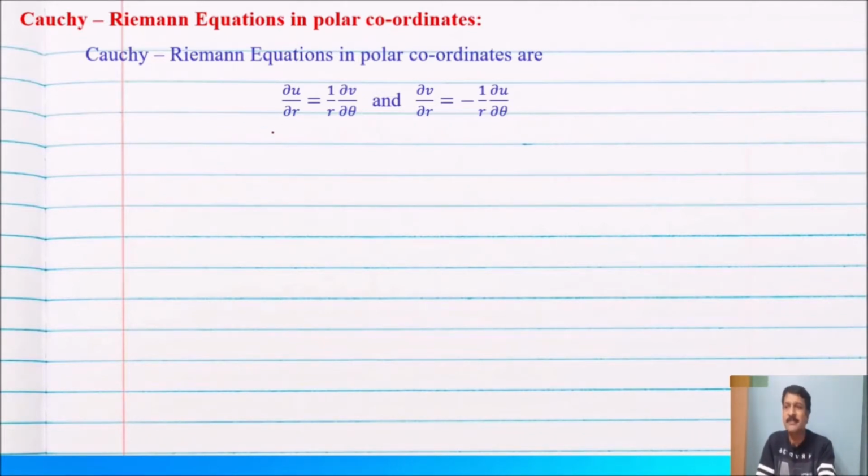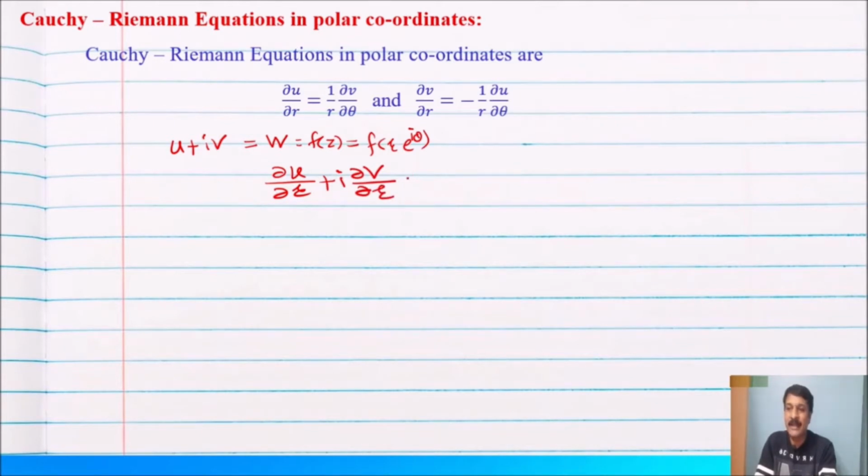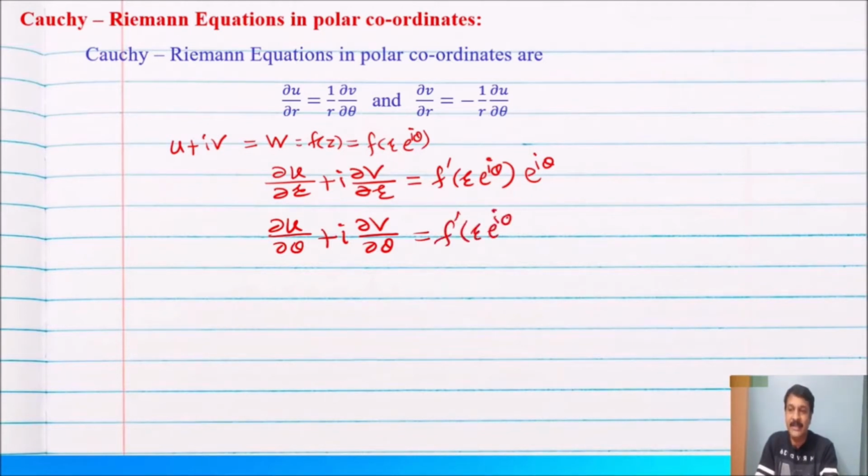How can we prove this? Very simple. As w equals f(z), and z in polar form is r e^(iθ). And w equals u plus iv. Differentiate with respect to r. So the left-hand side becomes ∂u/∂r plus i ∂v/∂r, equal to the derivative of the right side with respect to r, so it is f'(r e^(iθ)) times e^(iθ). And with respect to θ, the left-hand side is ∂u/∂θ plus i ∂v/∂θ, equal to f'(r e^(iθ)) times the derivative of r e^(iθ) with respect to θ, which again is r e^(iθ) times i.